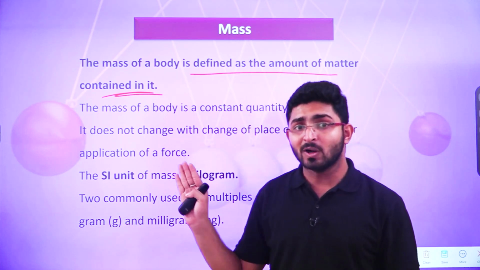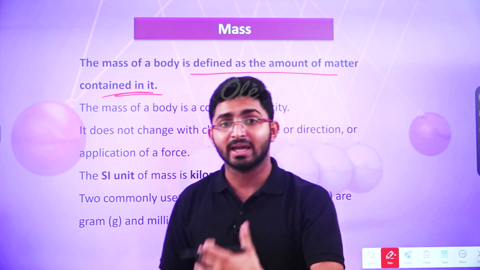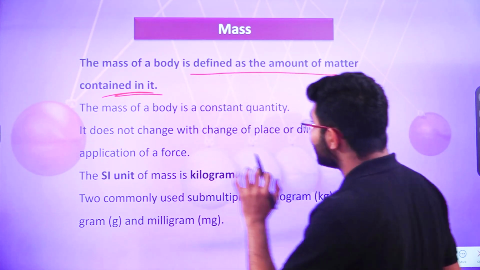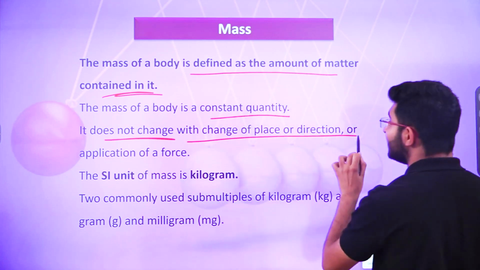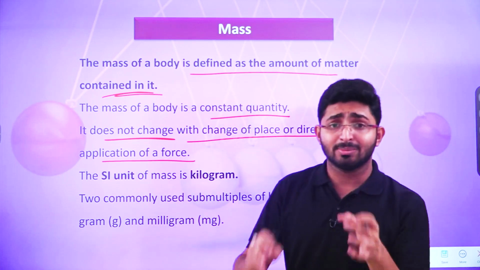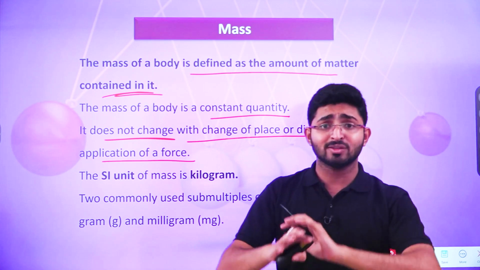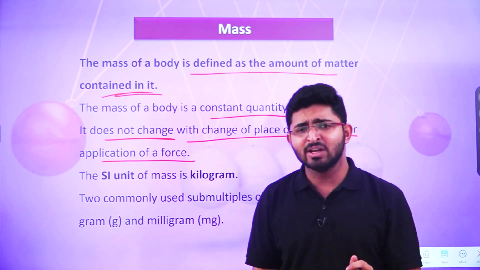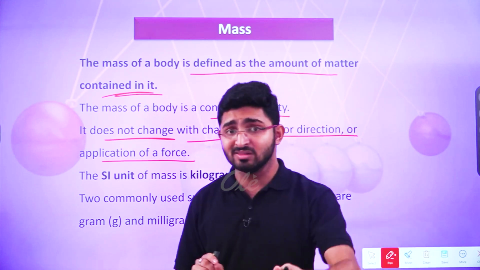So mass is the whole amount of matter that is contained by an object, right? So the mass of a body is a constant quantity. It does not change with change of place or direction or application of force. Obviously, it is a constant quantity because the matter that an object contains will be the same throughout the universe, in every direction, in every condition. So that's why mass is constant, right?